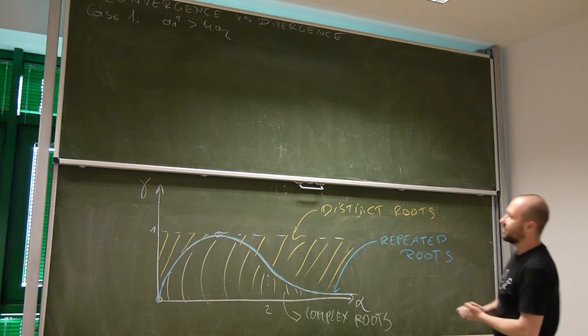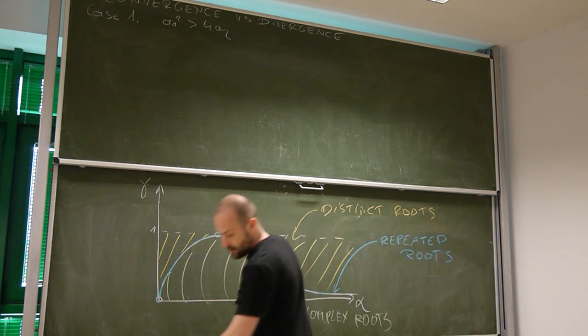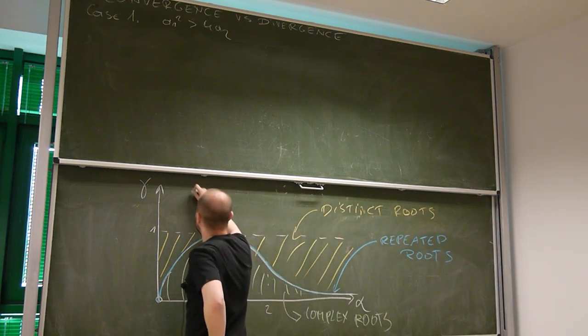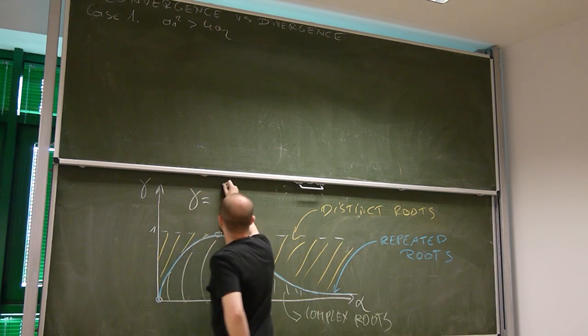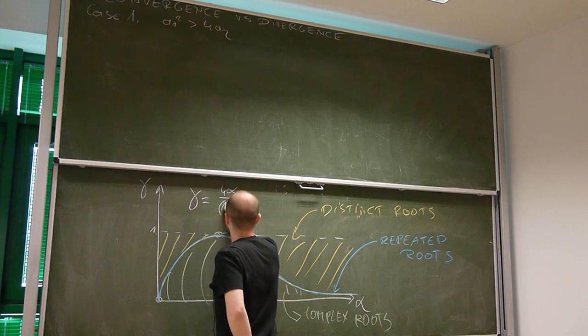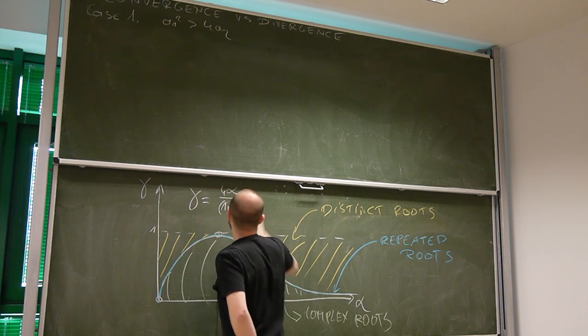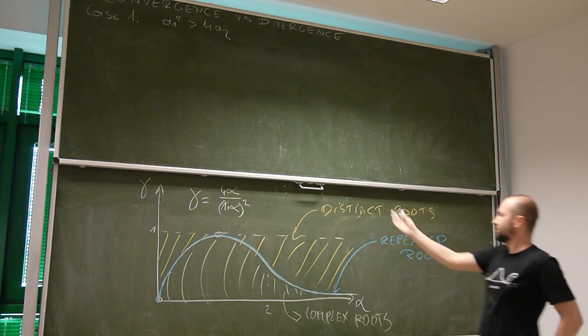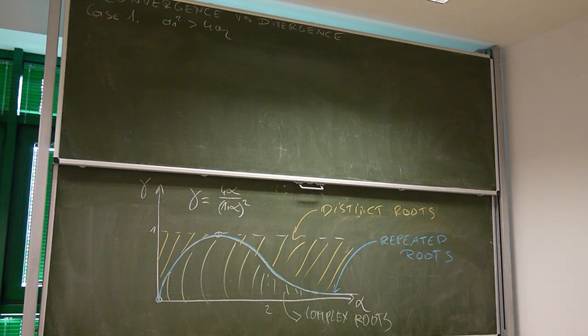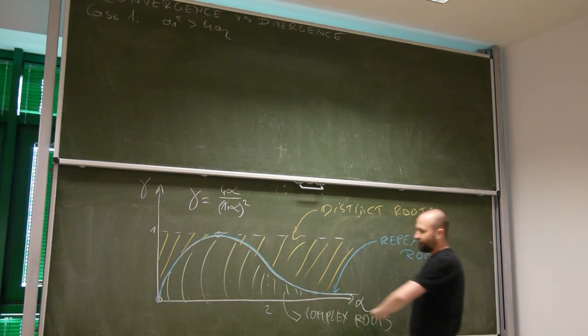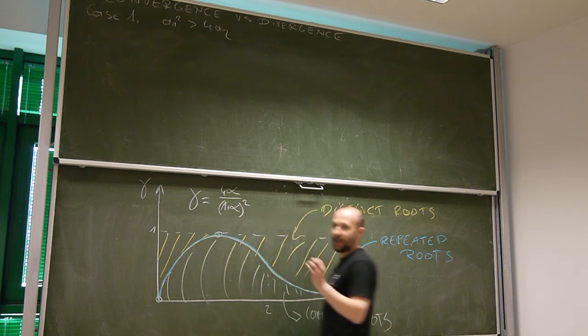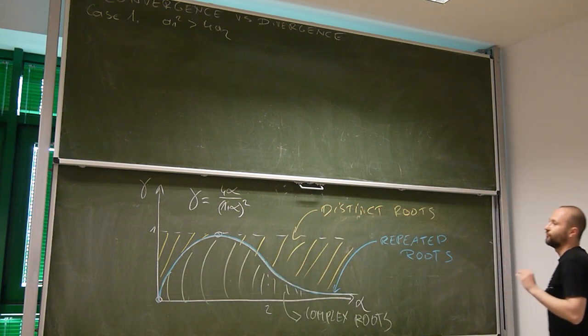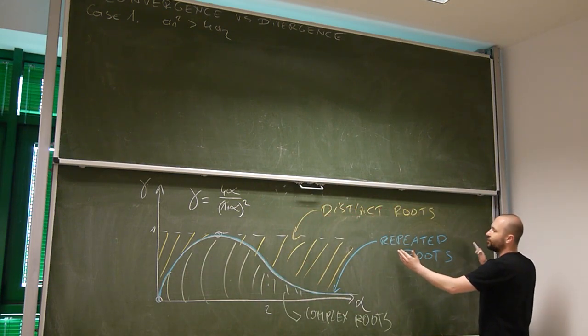Before I was cut off in the previous video, we were discussing this function. And we've established its shape to be this. And now, we know that on this function, a1 squared is equal to 4a2, which means we will have repeated roots.